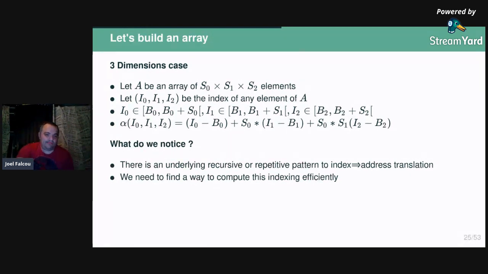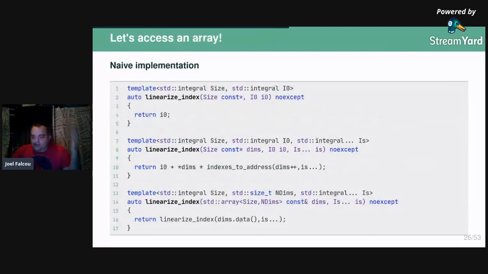Well, a classic implementation is just that. So I hope the other side is okay, yeah, probably. They look okay on my screen, so it should be okay. So you have a linearized index function that takes an array of dimensions, we simplify the issues, and a variadic number of indexes. We grab the data from the array and we jump into the other one.